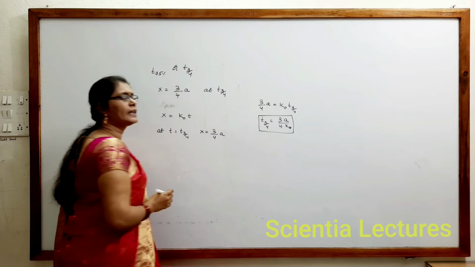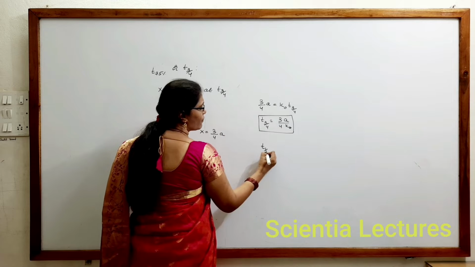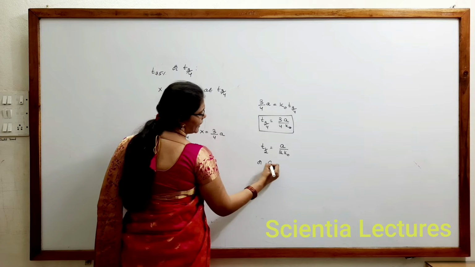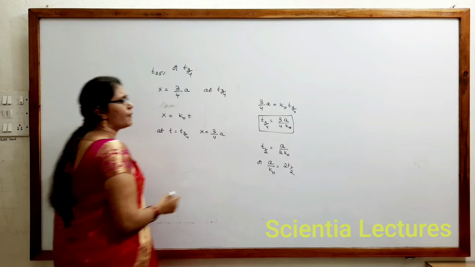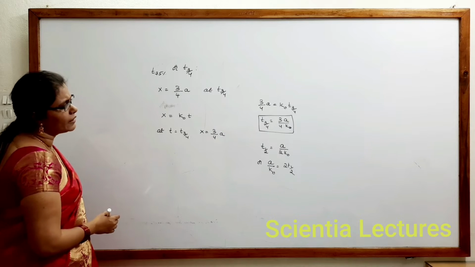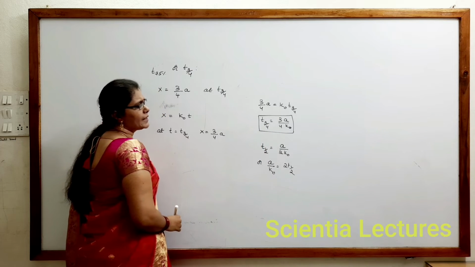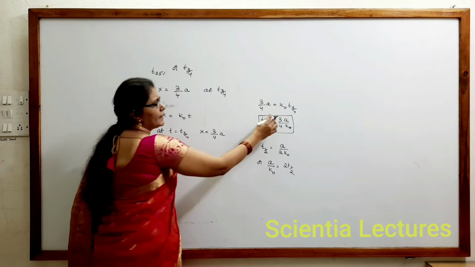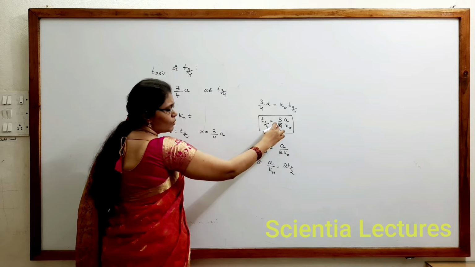How it is related with the T half of zero order reaction? What is T half of zero order reaction? We have calculated previously, A by 2 K naught, or else we can write A by K naught must be equal to 2 T half. A by K naught can be written as 2 T half. So in that condition, in place of A by K naught, we can write it as 2 times of T half, that is 2 into 3. 2 ones, 2 twos. So we'll get 3 by 2 T half.